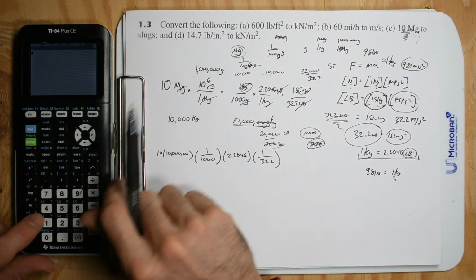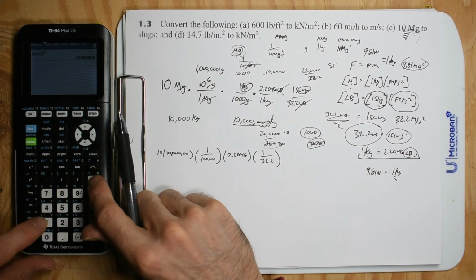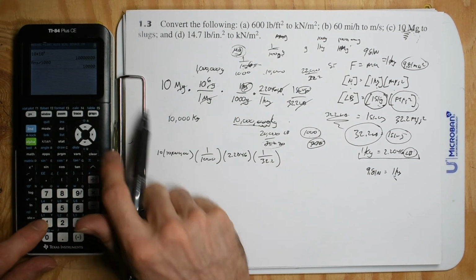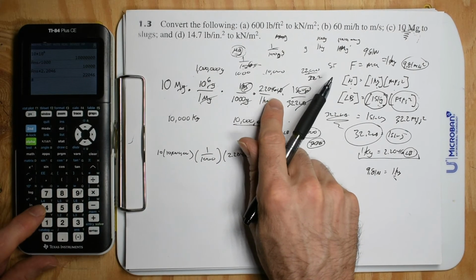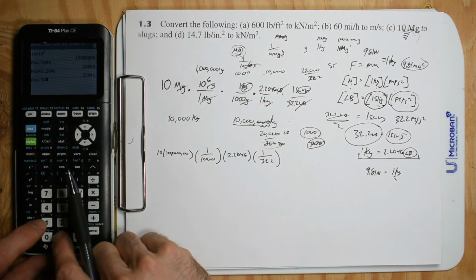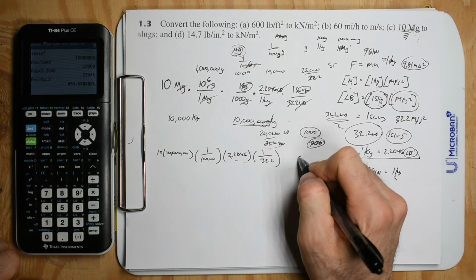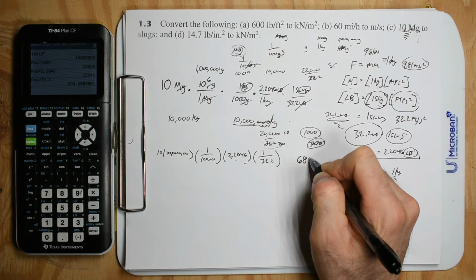Okay, so we have 10 times 10 to the 6. Divide by 1,000. That gives us kilograms. 10,000 kilograms times 2.2046. This gives us 22,000 pounds divided by 32.2. No, I did my calculation right. So that's good. We double checked ourselves twice, and now we're probably going to get the right answer.